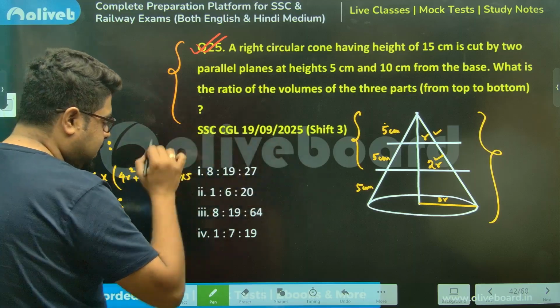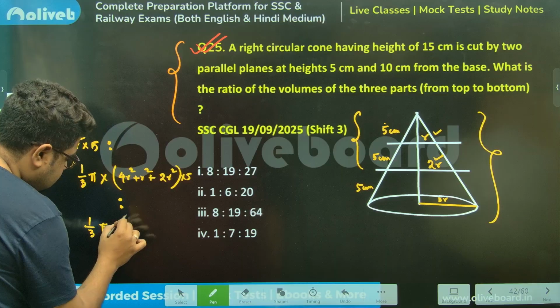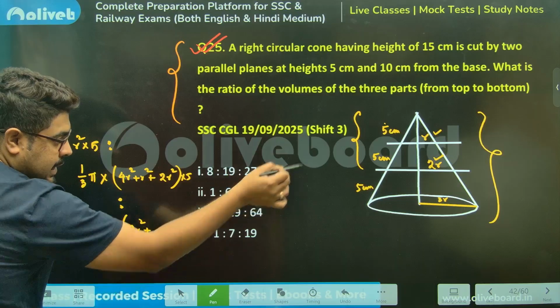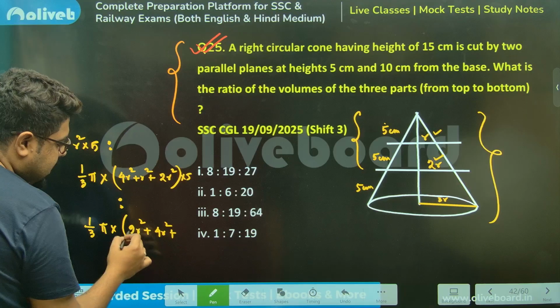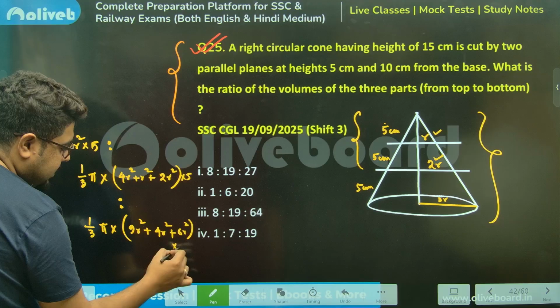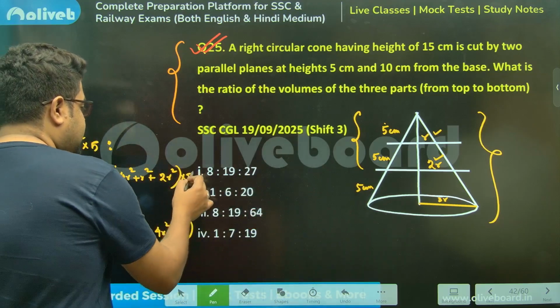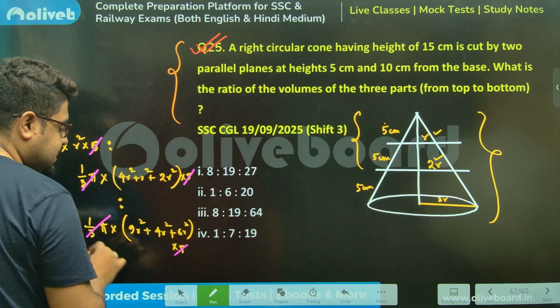Third part, sir, again 1/3 pi into, over here 3r whole square, 9r square, and r1, r2 is 2r, that is 4r square, plus r1 r2 meaning 3r into 2r, 3 2s are 6r square, into h meaning 5. Again you see everything will actually cancel. 5 and 1/3 pi cancel.